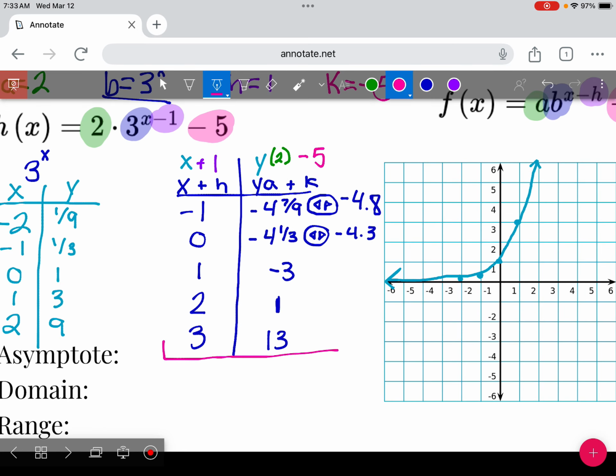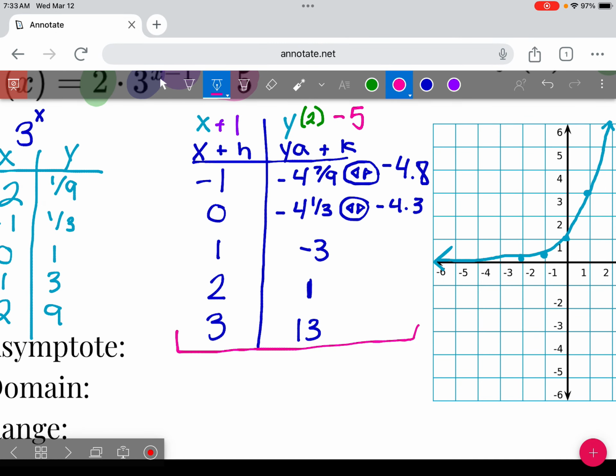Where is our asymptote for this one going to be? 5. Almost.